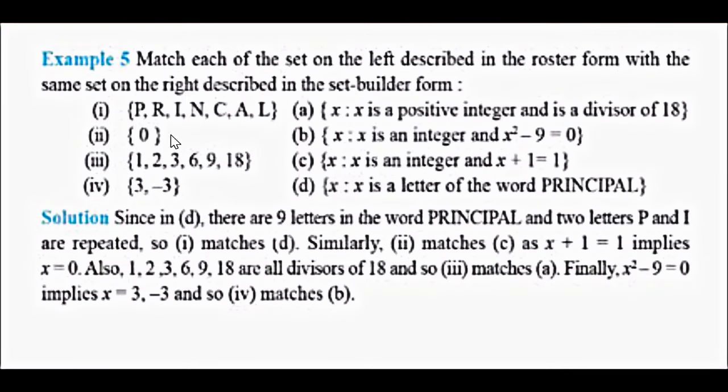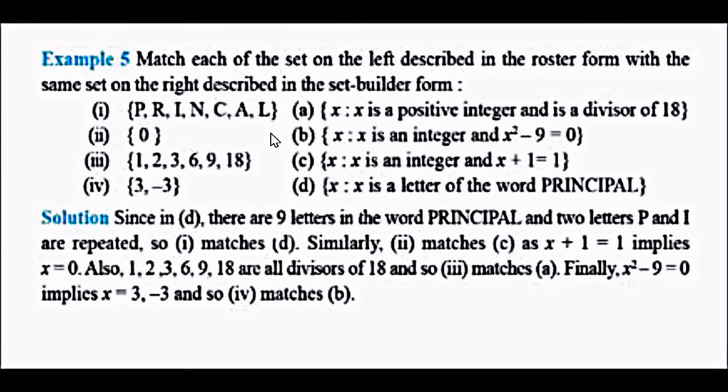We have one more question, which is example 5. Now we need to match these. How are we going to match this? See, this is PRINCIPAL. If we come to D, this is the letters of the word: x is a letter of the word principal. Yes, this is correct, because we have P duplication, I duplication, and we didn't use them. And this strongly relates to this particular form: 0. So this is x plus 1 is equal to 1, so x equals 0. So this matches exactly.